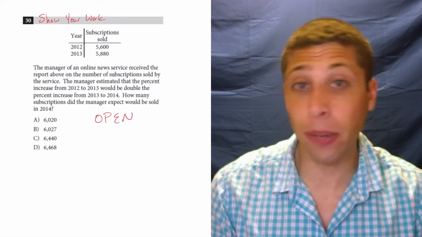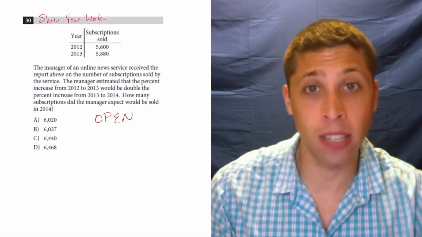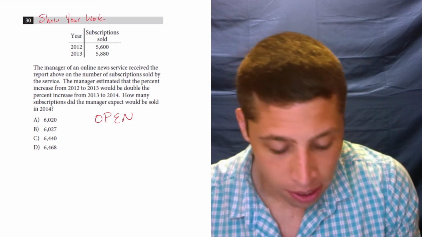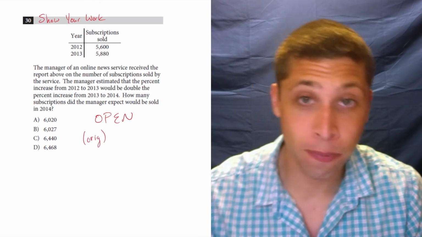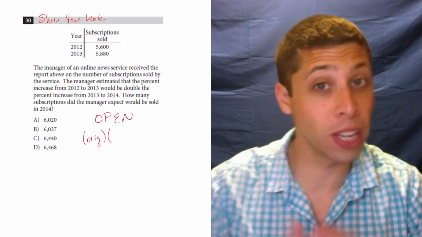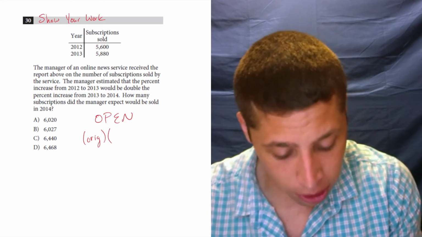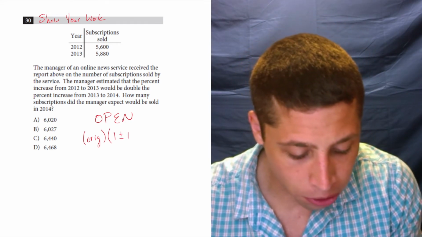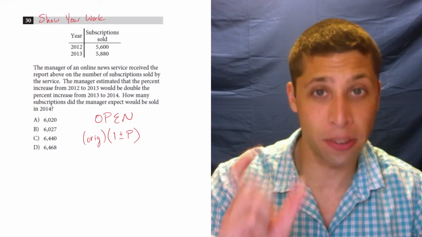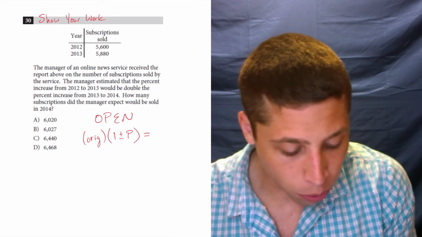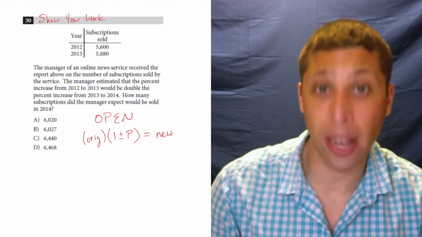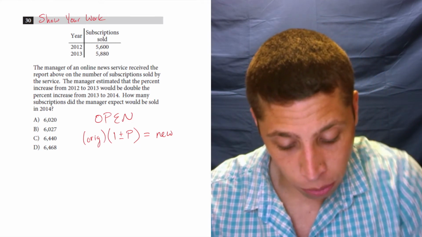So specifically when I'm talking about things like percentage increase, this formula is going to look like this. The O stands for the original value. The P stands for the percentage, but we're talking about a percent increase or decrease, so it's 1 plus or minus the percentage. The 1 is important. E stands for equals, and then N stands for the new value. So now I'm going to insert what I know.